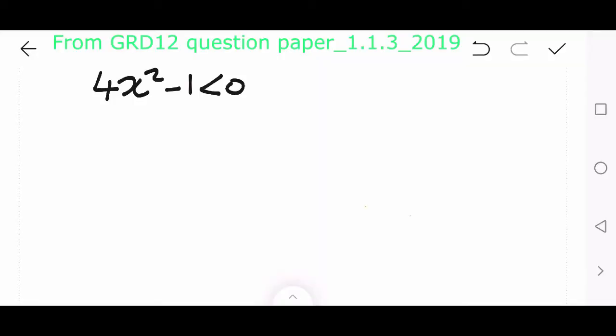The difference of 2 squares. So now we just have to factorize.